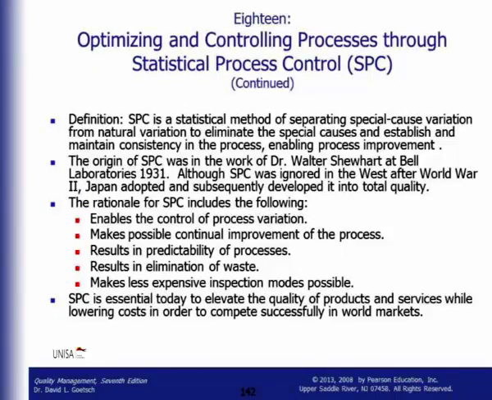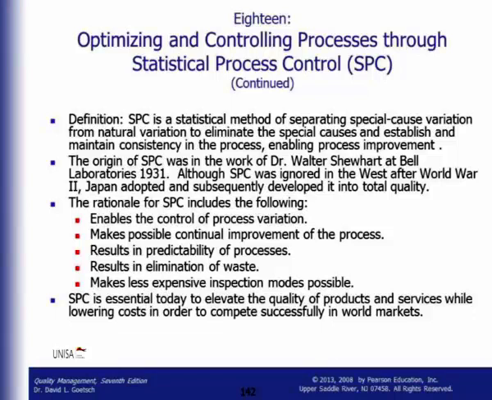SPC is a statistical method of separating special cause variation from natural variation to eliminate the special causes and establish and maintain consistency in the process, enabling process improvement. The origin of SPC was in the work of Dr. Walter Shewhart at Bell Laboratories in 1931. Although SPC was ignored in the West, after World War II, Japan adopted and subsequently developed it into total quality.